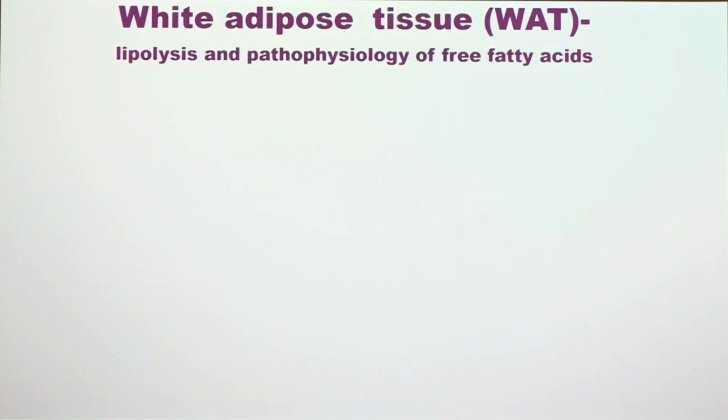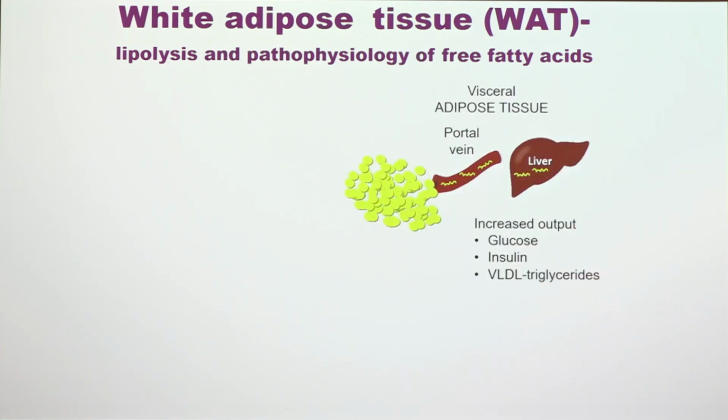So an important thing to understand about white adipose tissue is the pathophysiology of free fatty acids or non-esterified fatty acids. So from the visceral adipose tissue, the non-esterified fatty acids are transported through the big route here, the portal vein, directly into the liver. And the fatty acids are then used in order to make more glucose, or gluconeogenesis. That results in increasing insulin production from the pancreas, and you also use these fatty acids to produce VLDL triglycerides.